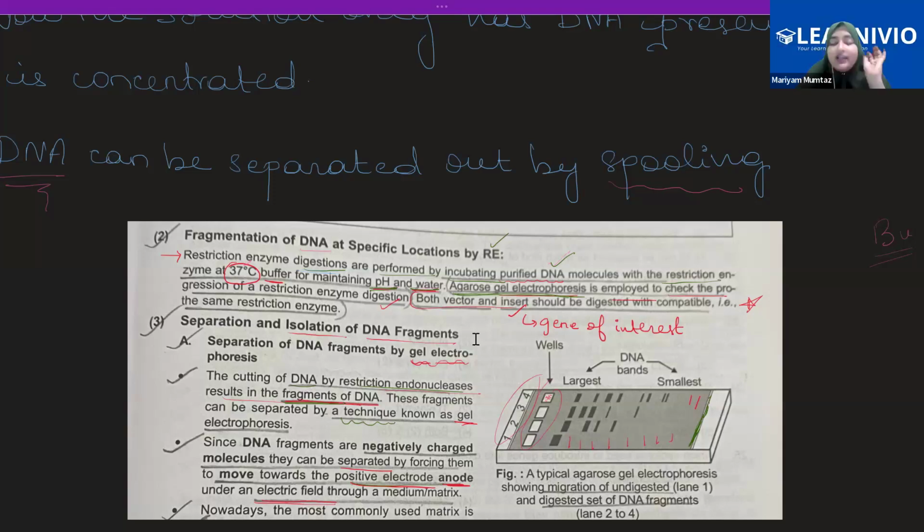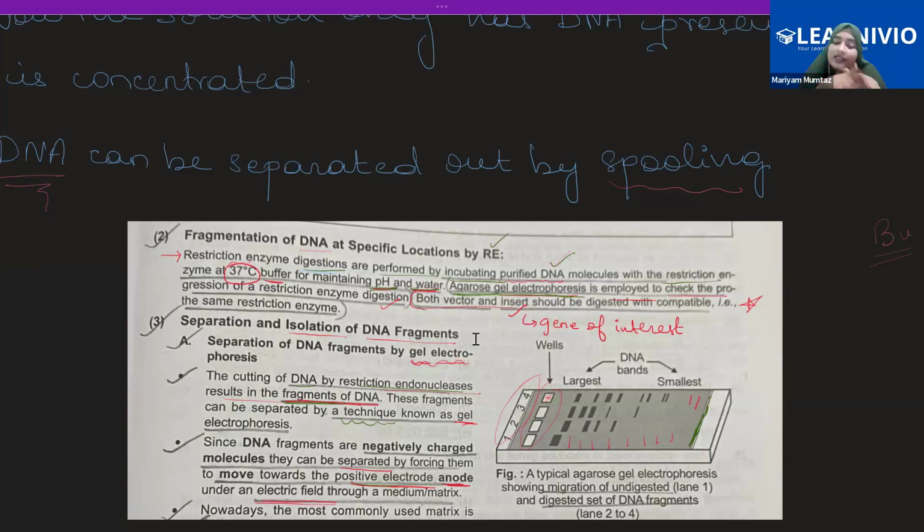And this travelling depends upon the size of the DNA fragment that is there. Okay, and apart from that, once the DNA reaches the end, in the mixture we've added ethidium bromide so that under the UV light we can clearly visualize it. If not, we will not be able to see the DNA fragments moving anywhere.